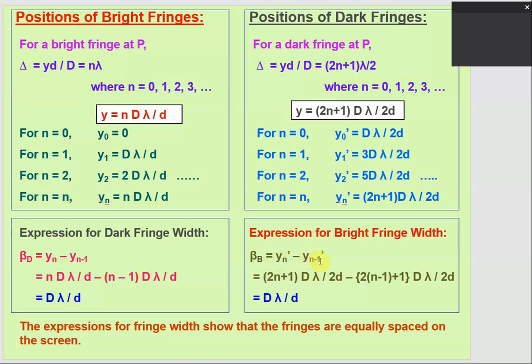At this will be the position of the previous dark fringe. So when we find the difference of these two values, we again get the same formula, which is d lambda upon small d. So that means all the dark fringes and all the bright fringes will be of the same width in case of interference of the light waves coming from the two coherent sources. So the expression for the fringe width shows that fringes are equally spaced on the screen. So this is all the discussion about the expression for the fringe width.